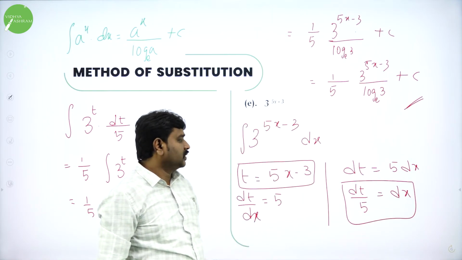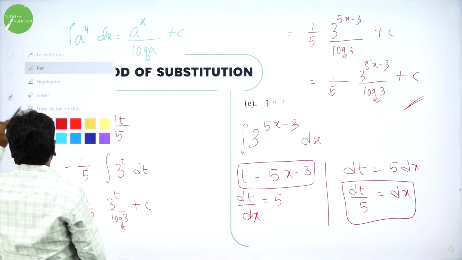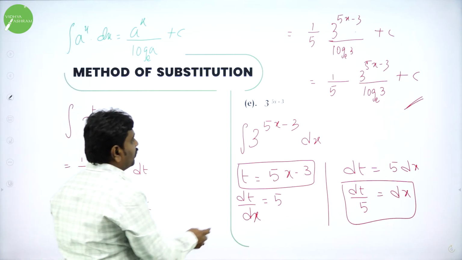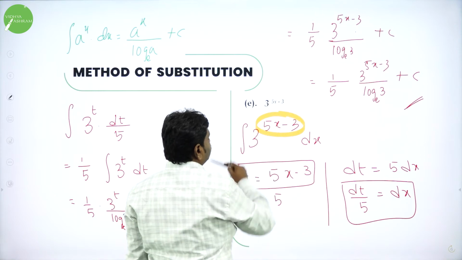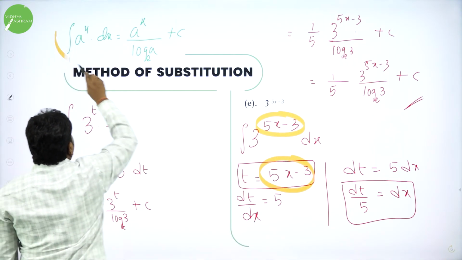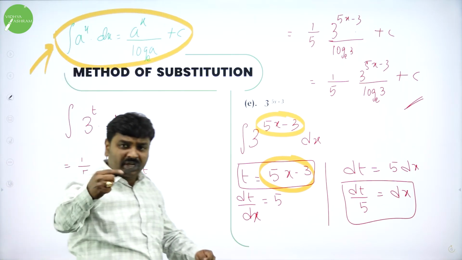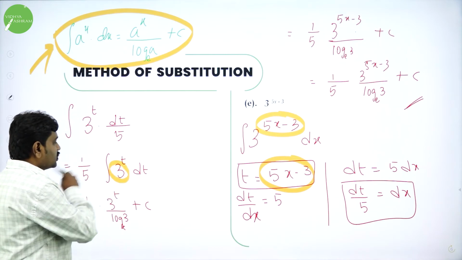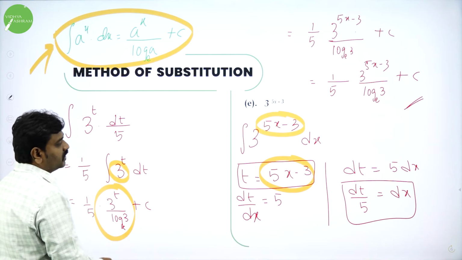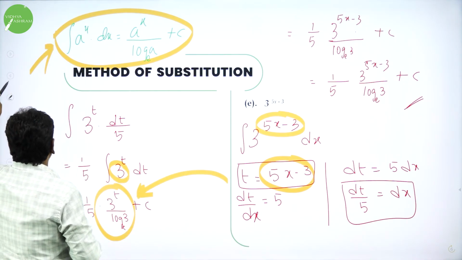So here the key concept is what you should substitute as t. The power, 5x minus 3, that you should take as t. And the formula, integration of a power x, which you have learned, is a power x by log a. In the place of a we have 3. So integration of 3 power t becomes 3 power t by log 3, and then substitute the value of t. That you rewrite. So I hope all of you understood this.